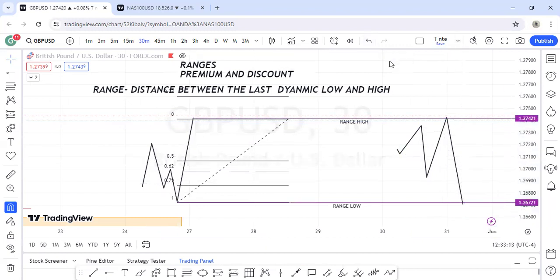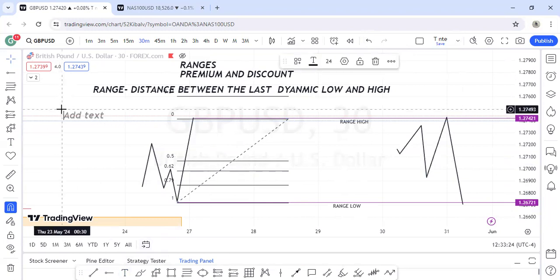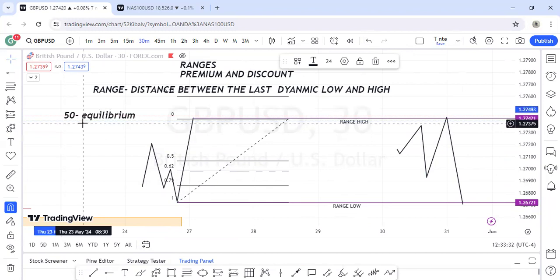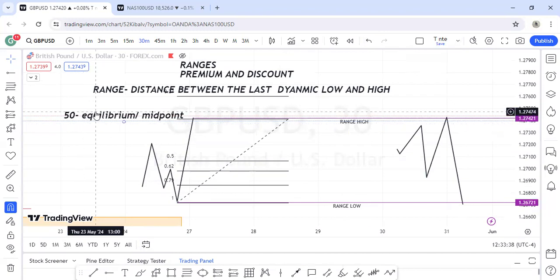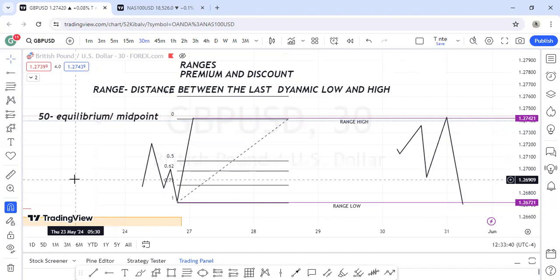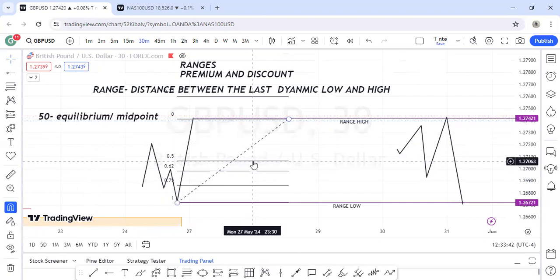Now, when you do this, you want to mark out the 50%. That is the important part. And that 50% is what we refer to as equilibrium. I want you guys to follow me carefully. This 50% we refer to as equilibrium. That is the midpoint. So now you have an equilibrium. What is the importance of this 50%?